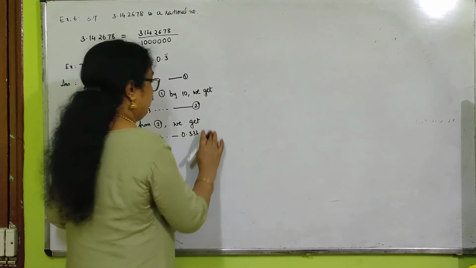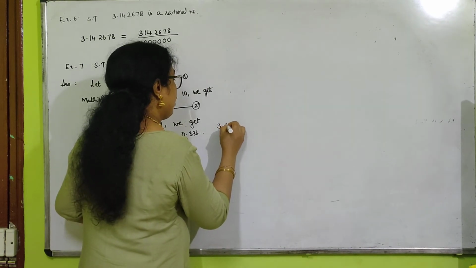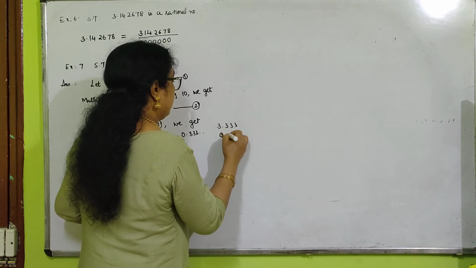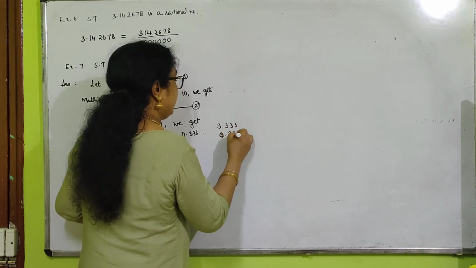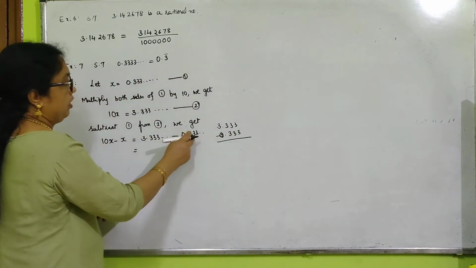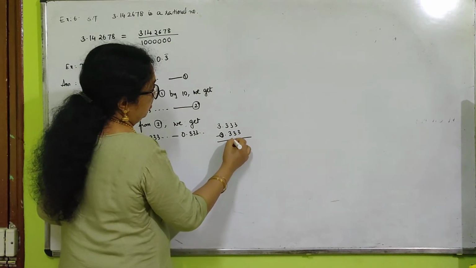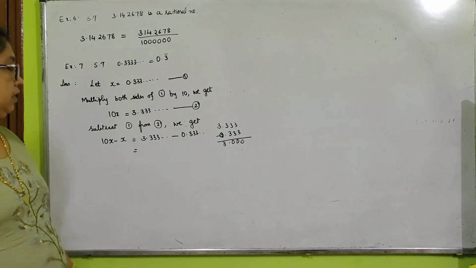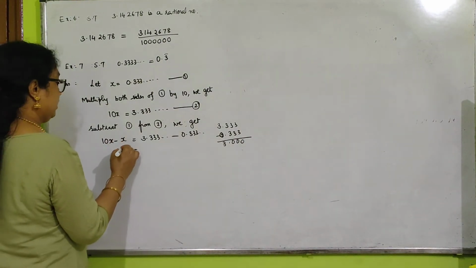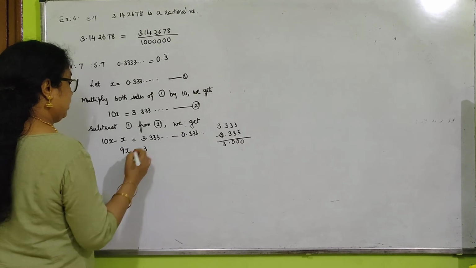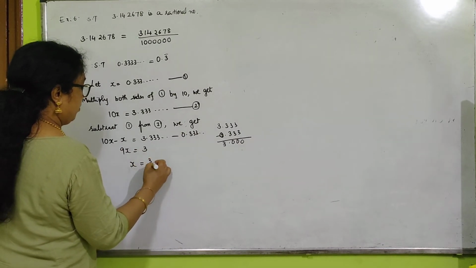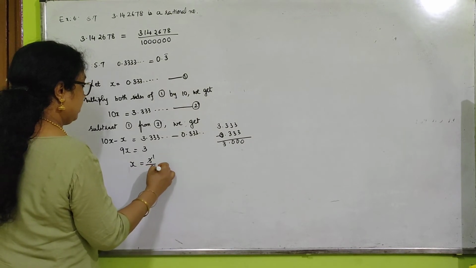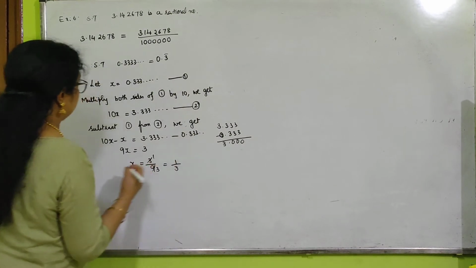I am showing this here in case a doubt comes. Here there is no need of putting zeros. So 0.333 minus 0.333 gives 0.000, and 3 minus 0 is 3. So 3.000 means 3. And 10x minus x is 9x. So 9x equal to 3, so x equal to 3 upon 9. This is divisible by 3: 3 ones are 3, 3 threes are 9. So x equal to 1 by 3.